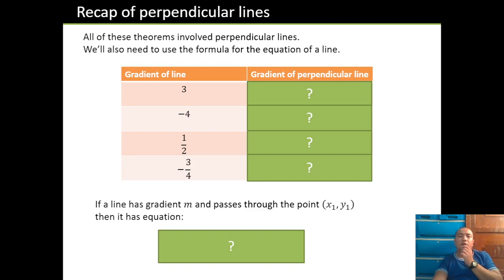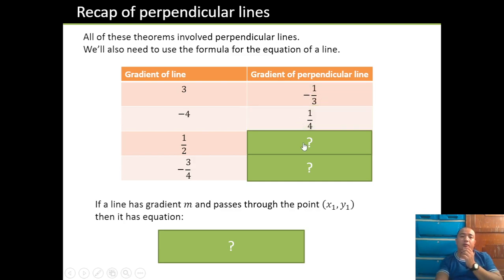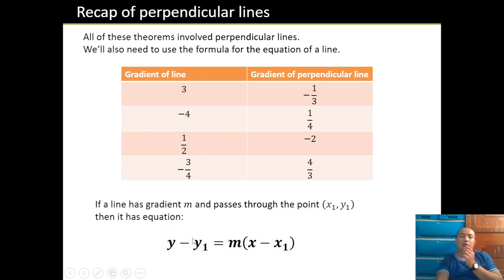Now, all of these theorems involve perpendicular lines. We also need to use the formula for the equation of the line. So if the slope or gradient is given, madali lang yung negative reciprocal. Negative 1/3, 1/4, negative 2, 4/3. If a line has a gradient m and passes through the point (x1, y1), then it has equation y minus y1 equals m times x minus x1. Ito yung point slope form of the equation of a straight line.